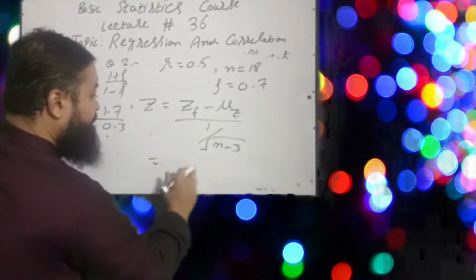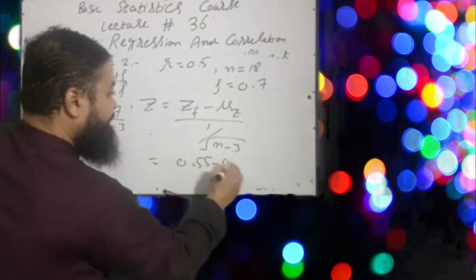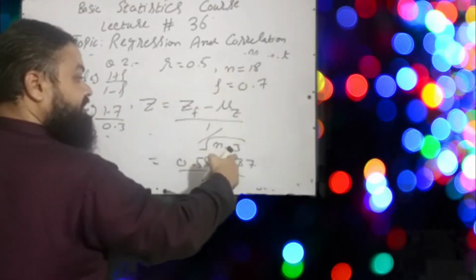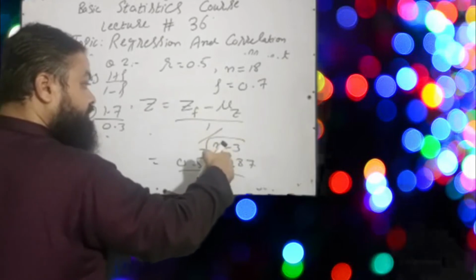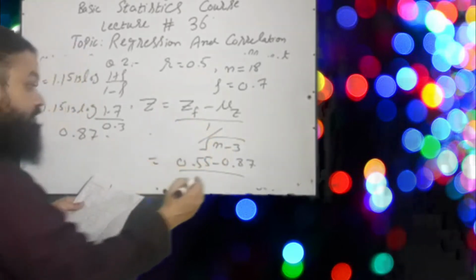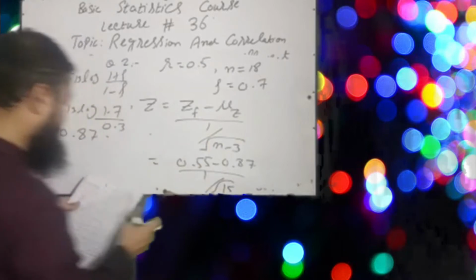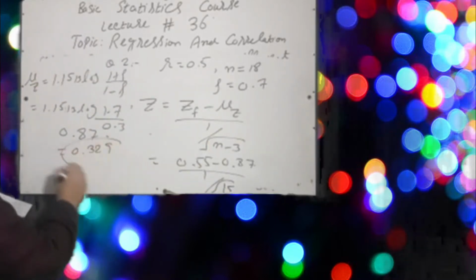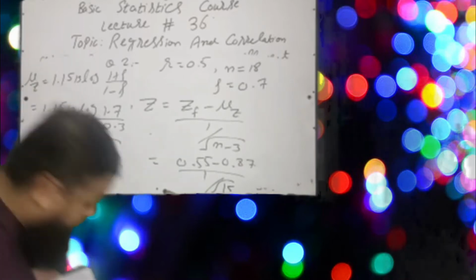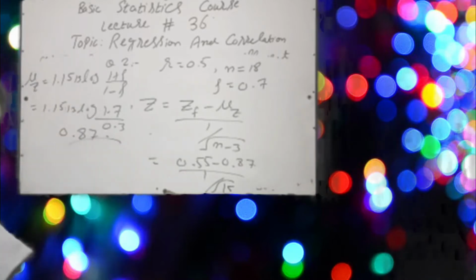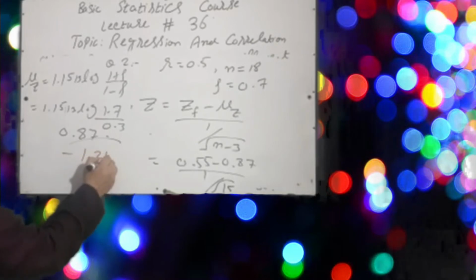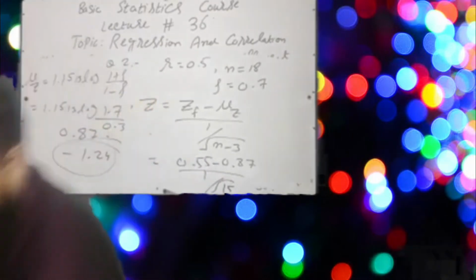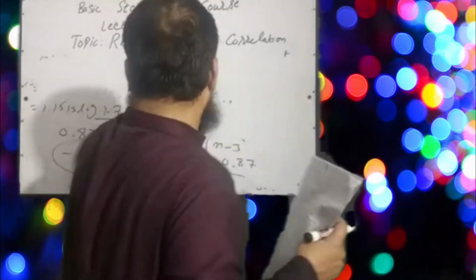Now substitute in the formula. 0.55 minus 0.87 over, how many values are there? 18. 18 minus 3 is 15. Take the under root of 15 and 1 over that, 1 over under root 15. The answer will be 0.329. That will be minus 1.24. Minus 1.24 will be the correct option in the exam. A very important question. Now we will discuss question number 3.